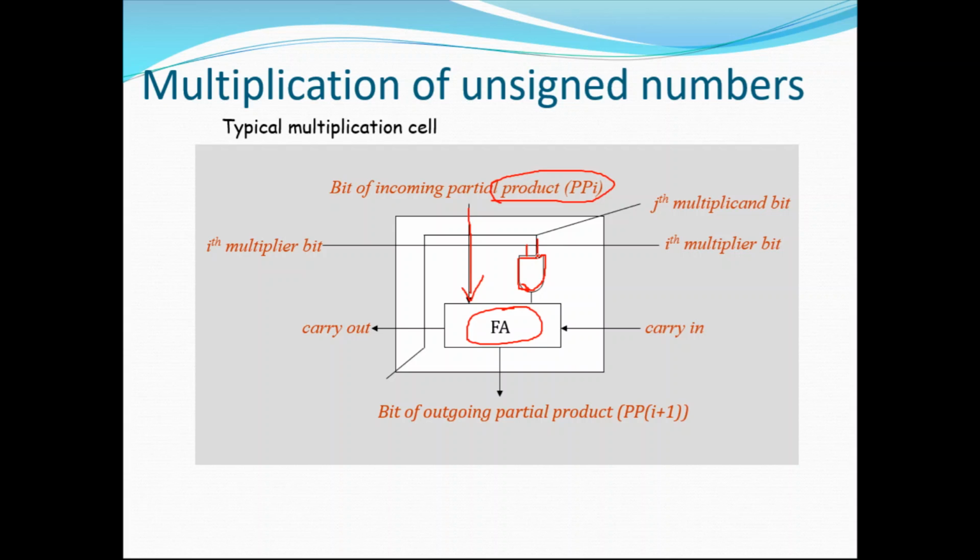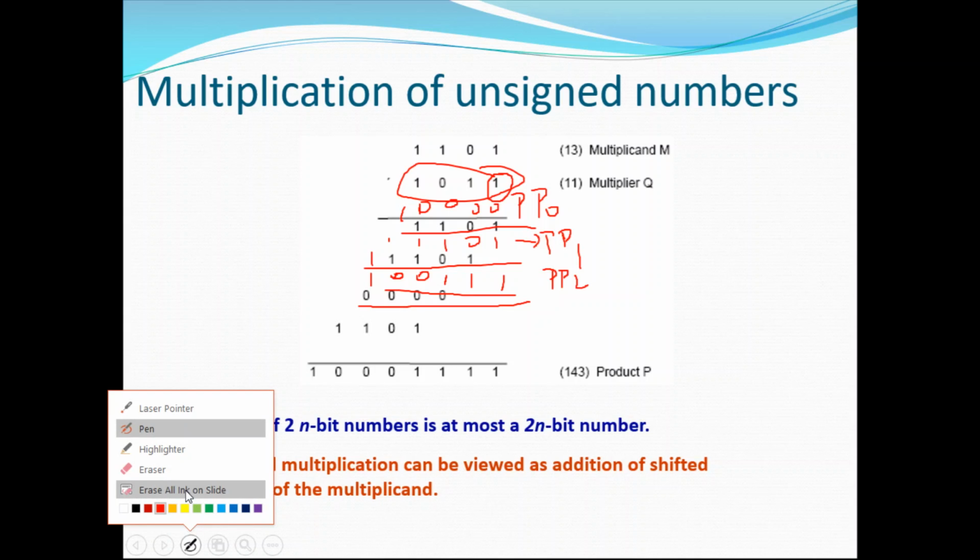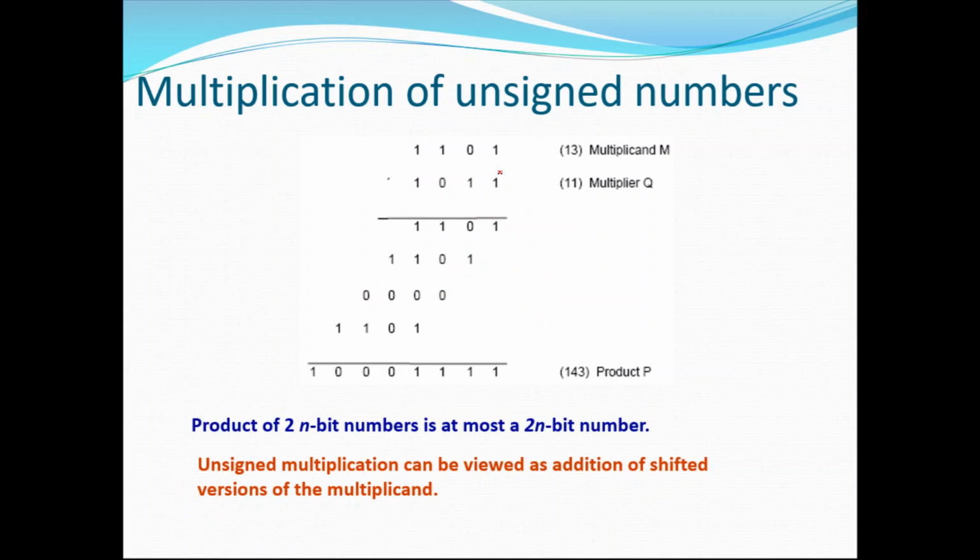And see, what it will do: if both are 1, it will result in 1. If both the inputs are 1, the output will be 1, otherwise the output will be 0. 1 0, it will be 0. Or 0 1, it will be 0. 0 0 also it will be 0. So from this, what you can infer is that an AND gate is similar to multiplication.